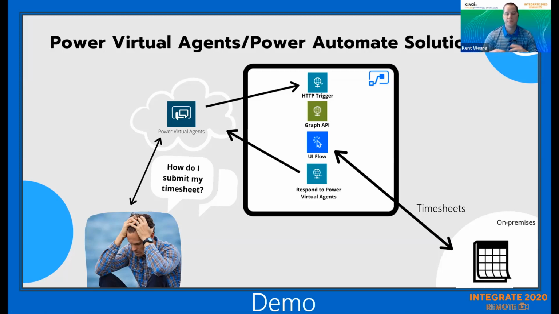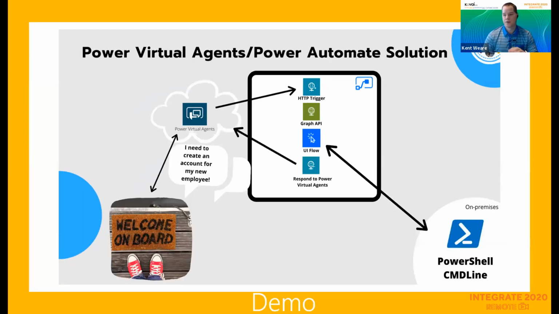So in this case, to access the on-prem, we have this on-premise data gateway, which we can tunnel back into the cloud and then push those requests down into the local data center to talk to that intranet-based application.